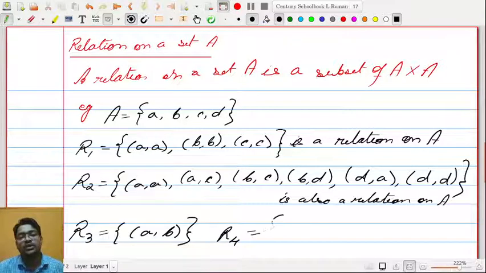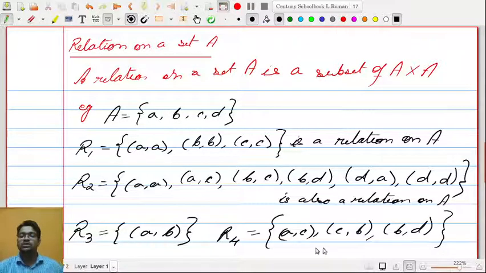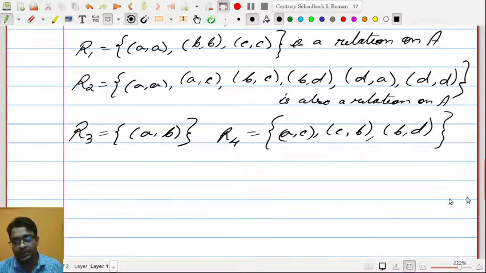R4, I take something like A related to C, C related to B, and B is related to D. So this is also a relation. So we can have relations of several types.